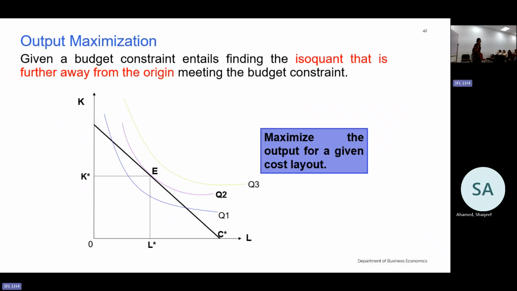Which isoquant would you prefer as a rational producer? Which one? Q1 or Q2 or Q3? Q3, right? Because farther from the origin gives you the highest quantity. But does the cost allow you to go to Q3? No, your cost is not enough to produce that level of quantity. So you have to be at which isoquant? Q2. So you understand how to maximize the output subject to the cost as well. Please draw that also.